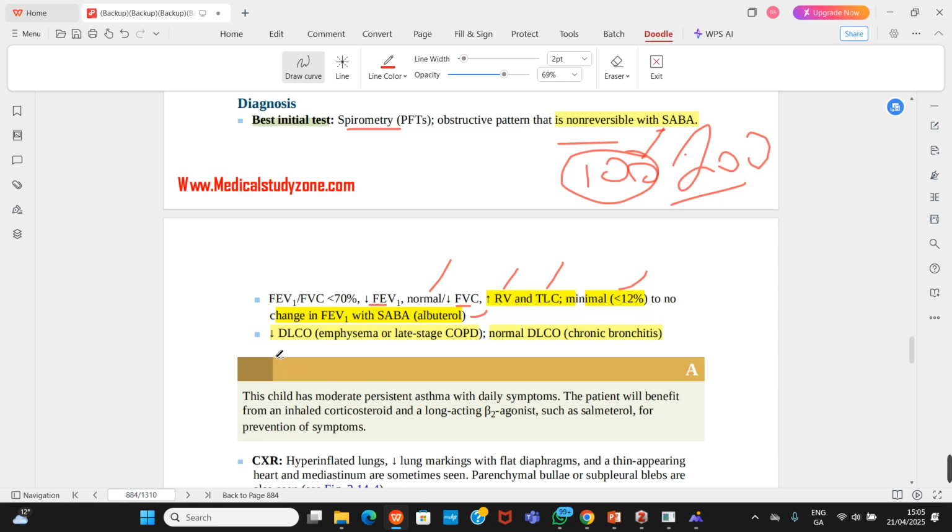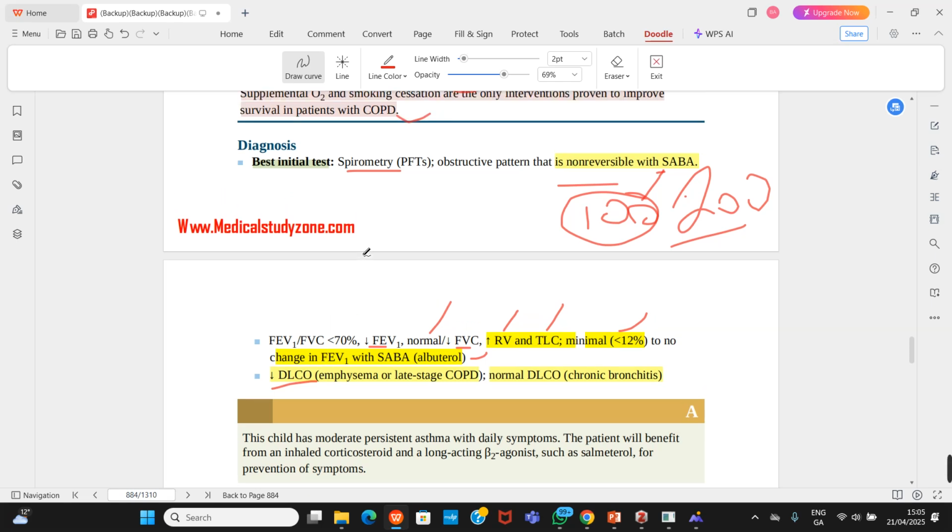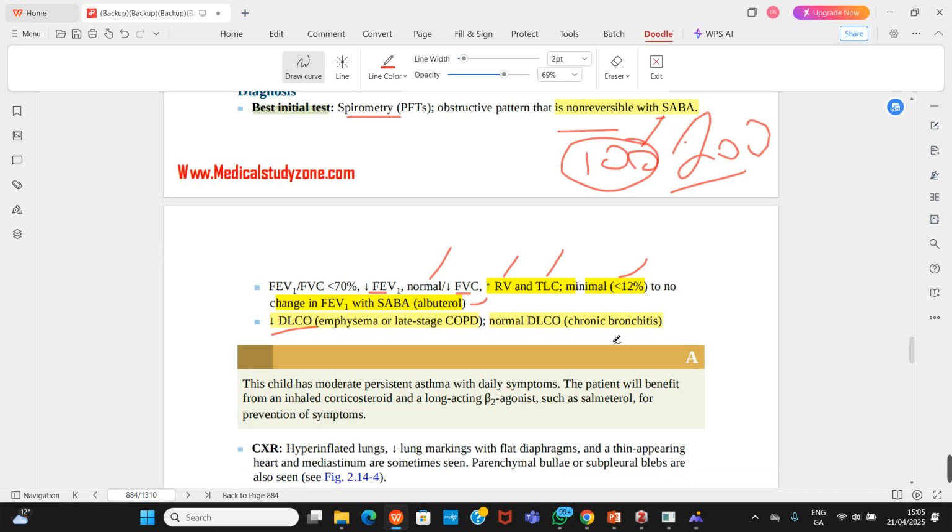Now, what about DLCO? What will happen to DLCO in asthma? Anybody? DLCO in asthma, what happens? It's increased or normal. Now, people with COPD, depending on the COPD, that's where they will wait. That's where the exam question will be. They will be confused. For chronic bronchitis, it will be normal. But for emphysema, it's going to be reduced.